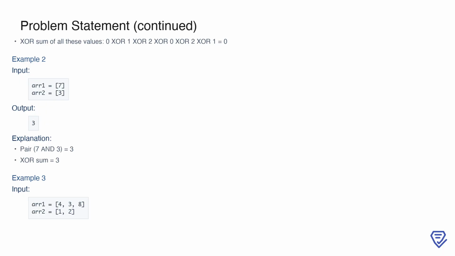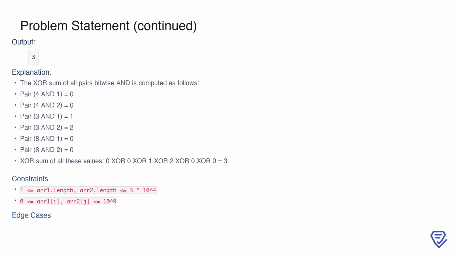To further solidify our understanding, consider a simpler case where arr1 is 7 and arr2 is 3. Here, there's only one pair to consider, 7 AND 3, which equals 3. Since there's only one result, the XOR sum is simply 3. This demonstrates how the problem can be straightforward when the arrays are small or contain only one element.